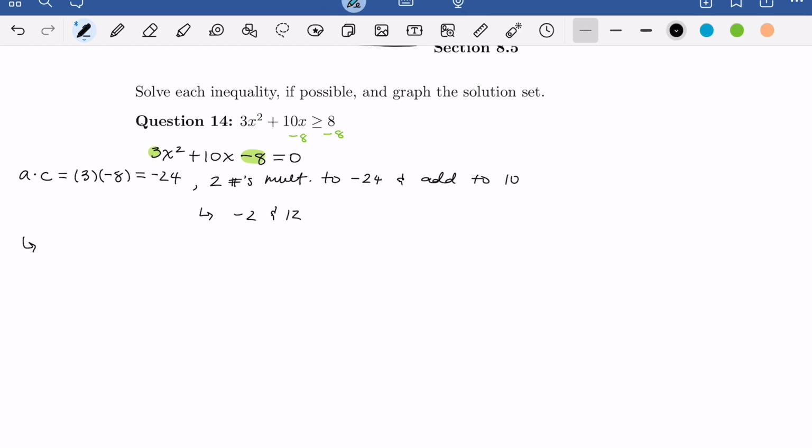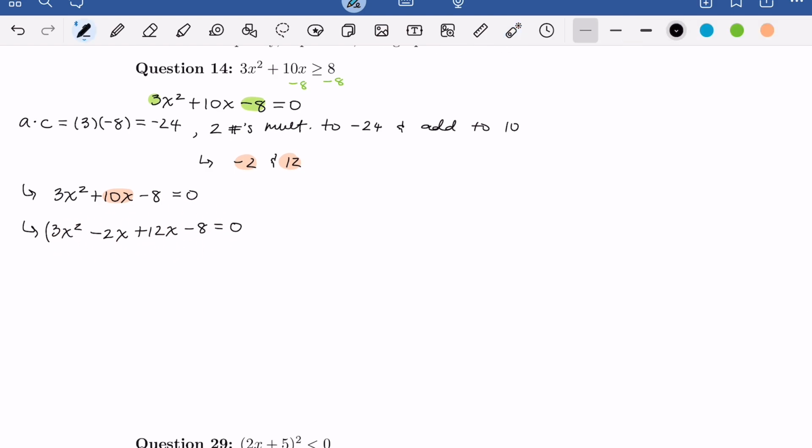So we have our 3x squared plus 10x minus 8, and this is going to be equal to 0. So like I said, we're going to break up this middle term using these numbers. We're going to rewrite this middle term as minus 2x plus 12x. So that way, now that we have 4 terms, we can factor this by grouping. And so we're actually going to group it just exactly how it is here. And we can do that because these guys share a common factor of x and these guys share a common factor of 4. So we're going to do exactly that.